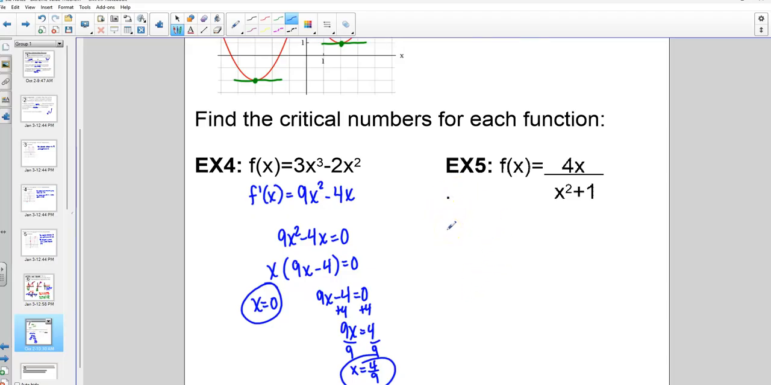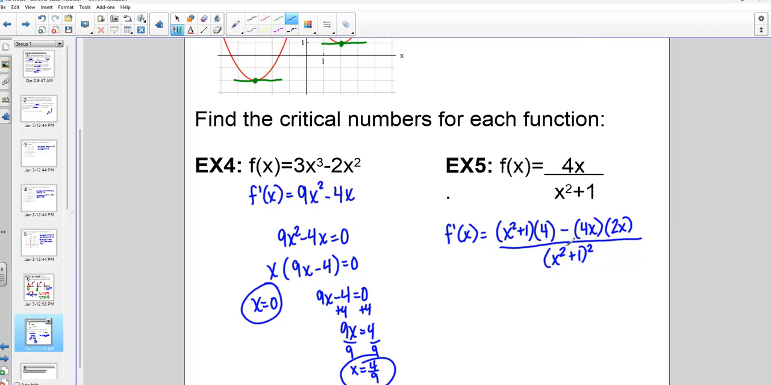Or you could move it up to the top and use a product with a chain rule, if that's your thing. I would probably use quotient rule on this. Quotient rule's never simple, but for a quotient rule, this one's pretty simple. So we have low, x squared plus 1, times derivative of the high. What's that going to be? 4, minus high, which is 4x, times derivative of the low, 2x, all over x squared plus 1 squared.